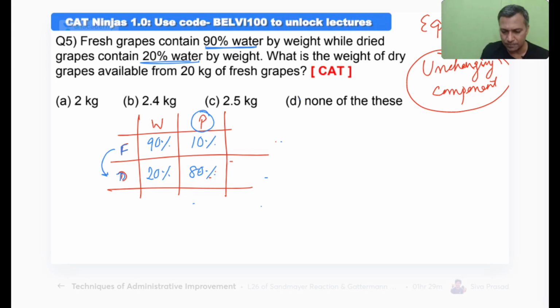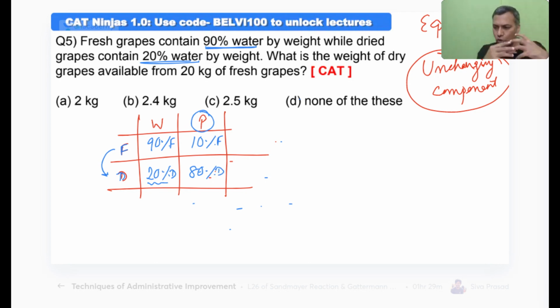Remember this. What is this 90%? 90% of F. What is this? 10% of F, because you had fresh grapes in the beginning. When you wrote 90%, the percentage is abstract. What do you mean by 90%? 90% of F, 10% of F. All right, the first line. Second line: 20% of dry grapes, because when you write 20%, it is abstract and you have to complete the thought. 20% of dry grapes, 80% of dry grapes.